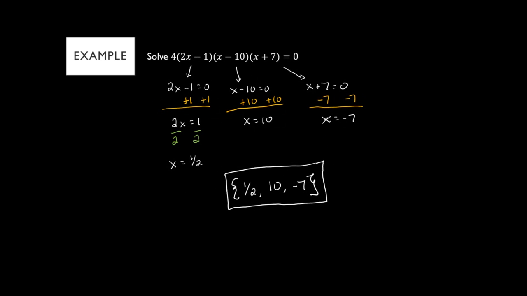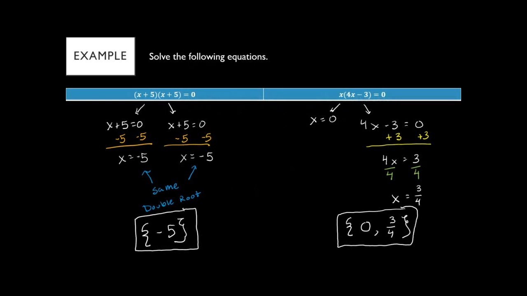So if you look at it here, the 2x minus 1 gave us a positive 1 over 2. X minus 10 gave us an answer of positive 10. X plus 7 gave us an answer of negative 7. So if you look at the pattern and you see how it's working out, you can get your answer without even showing any work because you can kind of just do it in your head.